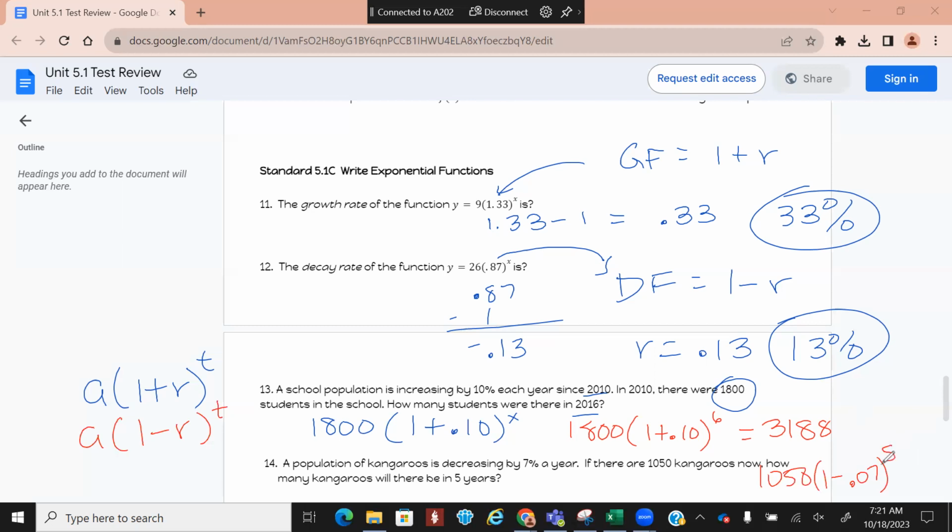Can somebody plug that into their calculator and tell me what you get? Plug it into your calculator. Tell me what you get. 730. So we go from 1,050 kangaroos to 730 kangaroos in 5 years.